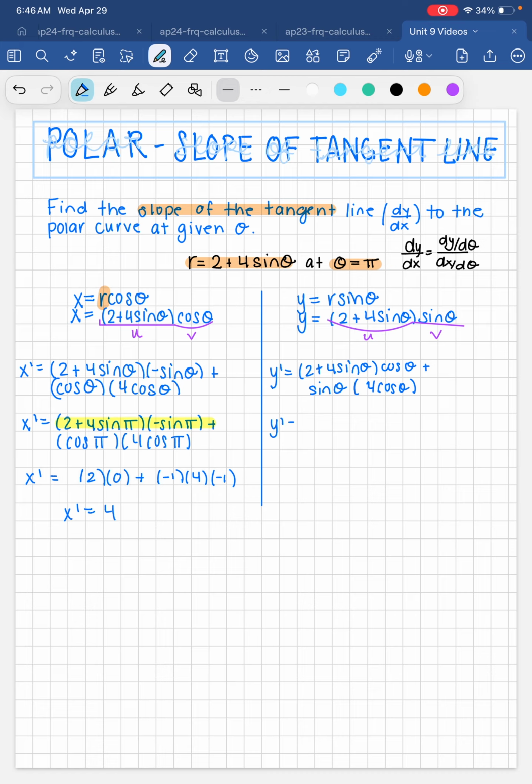Okay, over here, let's replace theta with pi. So 2 plus 4 sine pi, cosine pi, plus sine pi, 4 cosine pi. All right, so let's see what we get. We're going to get 2 plus 0, okay, so 2. Cosine of pi is negative 1, plus 0, so then y prime should just be negative 2. And then we need to plug it back into my formula, which is dy d theta, negative 2, over dx d theta, 4, which is going to be negative 1/2. Done.